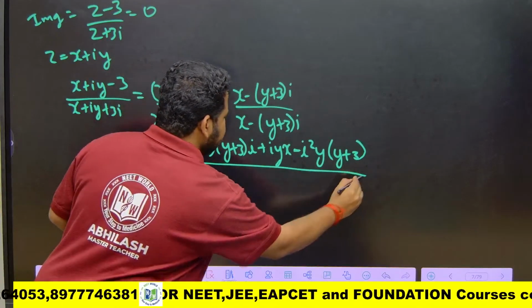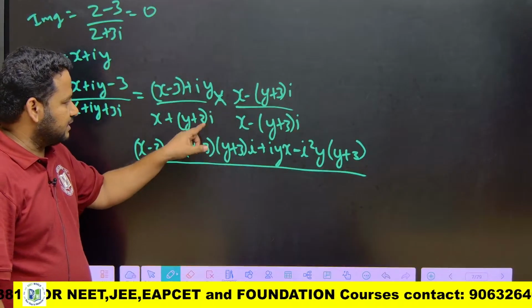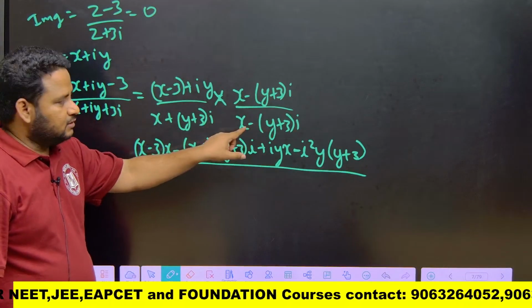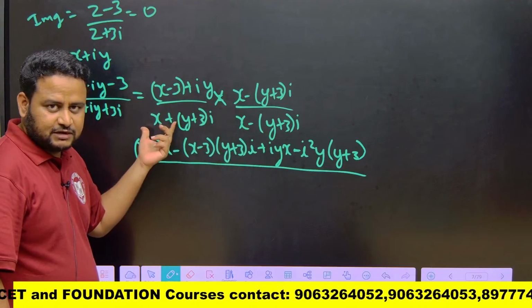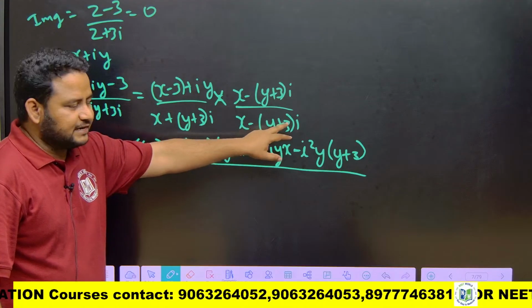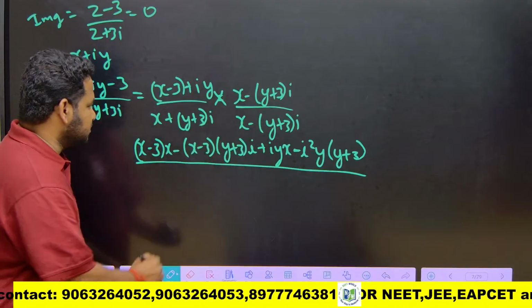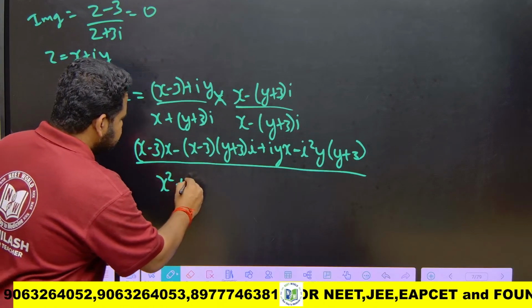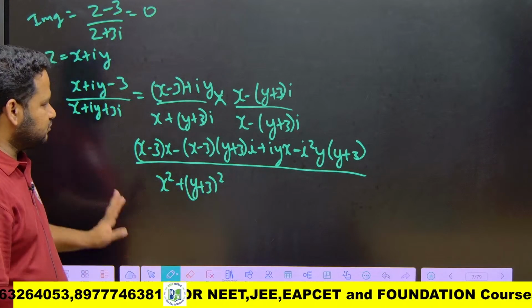In the denominator, what I have is (a + b)(a - b), that is nothing but a square minus b square. Here it is minus b square, but i square is there, and i square is minus 1. So minus into minus will become plus. So this becomes x square plus (y + 3) whole square. This is what I have in the denominator.